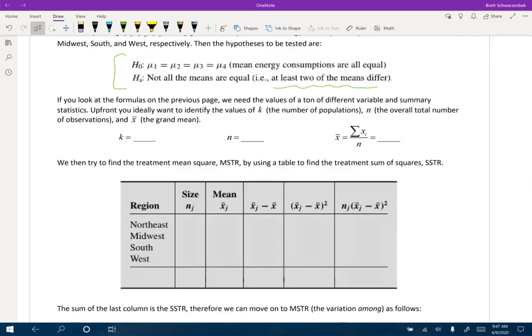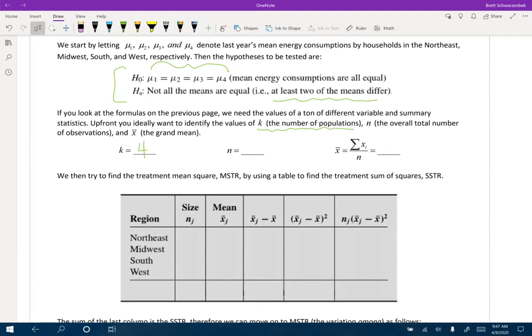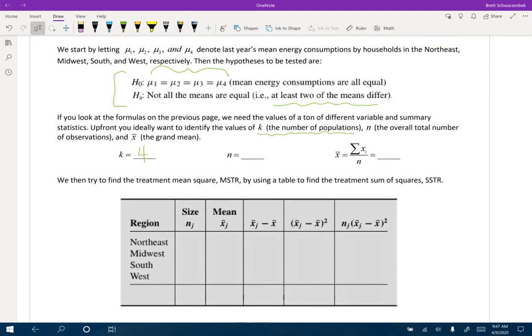Okay, so let's get into those mini variables that we talked about. So first things first, the variable k. So k represents the number of populations. So how many regions do we have? We have 4 regions. So k will always represent the number of mu's you have in the null hypothesis, or in other words, how many populations there are. Okay, n represents the overall total number of observations. Okay, so what do they mean by that?